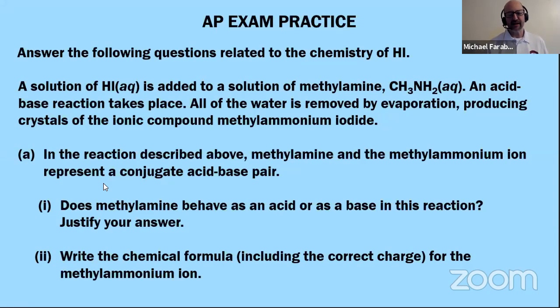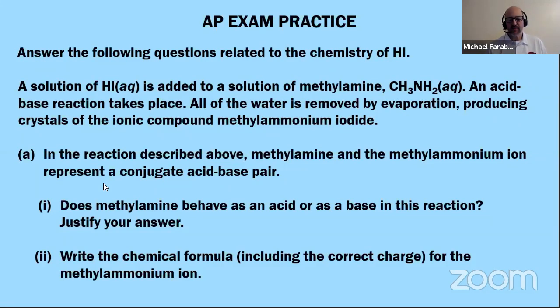This homework problem is going to take up 2 different slides. So if you are going to take a screenshot, it's going to be more than just this particular screen. And so this particular AP exam practice question will remain on the screen, or you can hit pause and you can write this down. So we have this particular question. Answer the following questions related to the chemistry of HI, hydrogen iodide. A solution of aqueous HI is added to a solution of methylamine, CH3NH2. An acid-base reaction takes place. All of the water is removed by evaporation, producing crystals of the ionic compound methylammonium iodide.